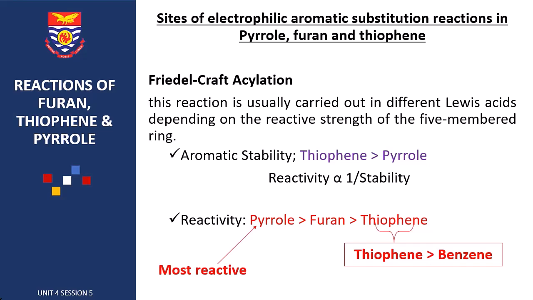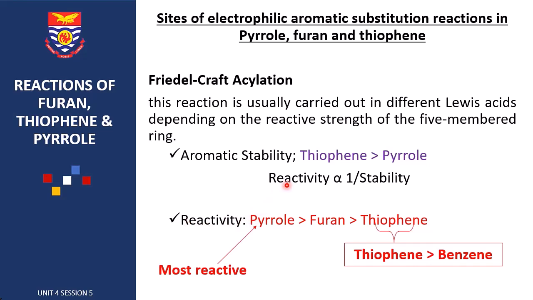Next is to look at the reactivity of thiophene, pyrrole, and furan in the Friedel-Crafts acylation reaction. Now, the reaction is usually carried out in different Lewis acids depending on the reactivity of the 5-membered ring. In order to compare thiophene and pyrrole's reactivity, you can make reference to the fact that reactivity is inversely proportional to stability, right? So it means that if a compound is more reactive, it means it's less stable, right?